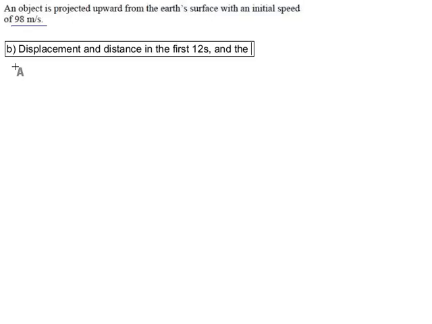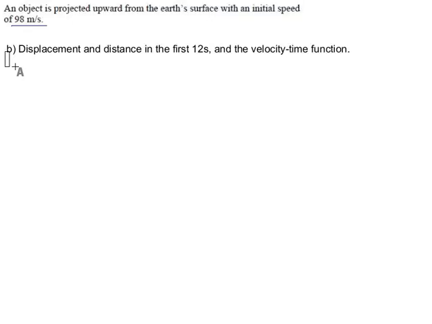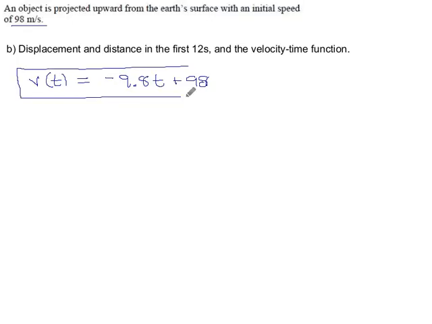And I'm switching the order here, but the velocity time function is actually what we got already. We said that the velocity as a function of time was minus 9.8t plus 98. That is a velocity time function. So we got that in the natural course of finding our velocity change. That part was easy enough.